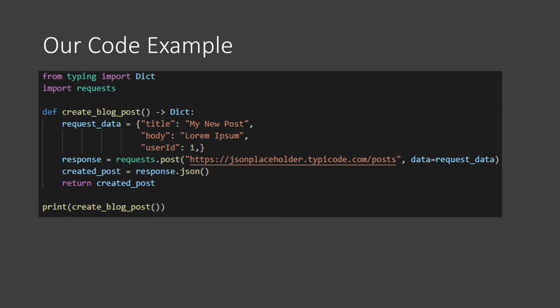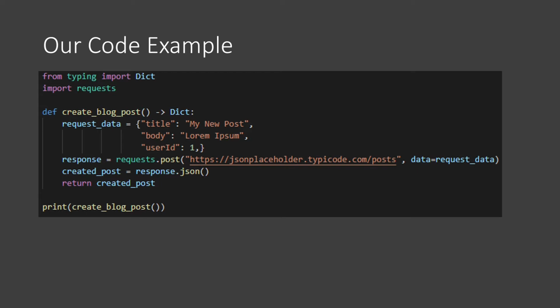This is a POST request to an API that accepts parameters like title, body and user ID for creating a blog post. It then returns a response which contains data about the created blog post. We construct a request data dictionary with relevant parameters and return a dictionary with the JSON response.